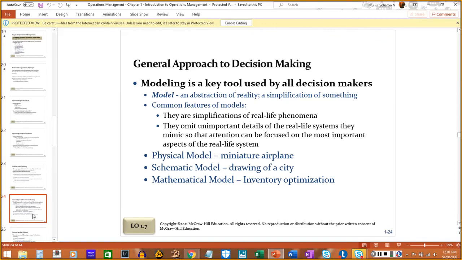Okay, so modeling is a key tool used by all decision makers. A model is an abstraction of reality. It simplifies things to make it easier to make decisions. You have three different types of models. A physical model would be like a prototype.